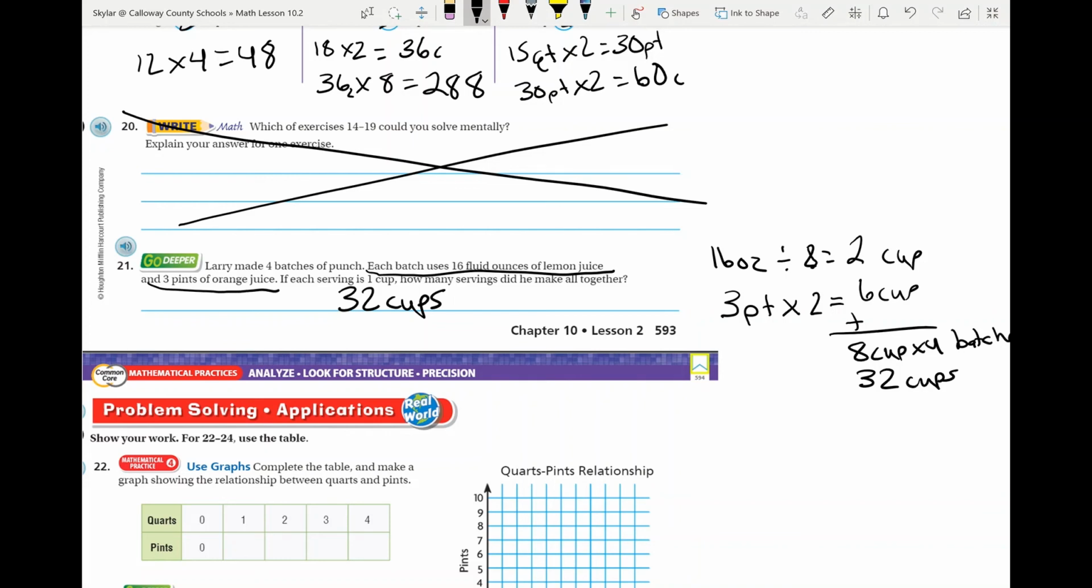Each batch uses that amount. Because of that, I just added those together. And then since we made 4 batches, I multiplied that by 4. So you're going to need 32 cups or 32 servings.